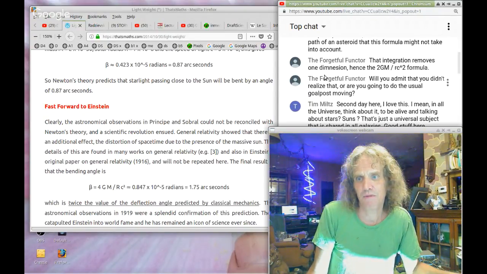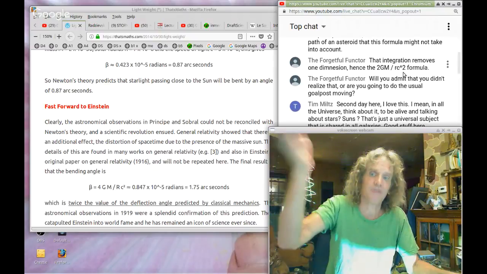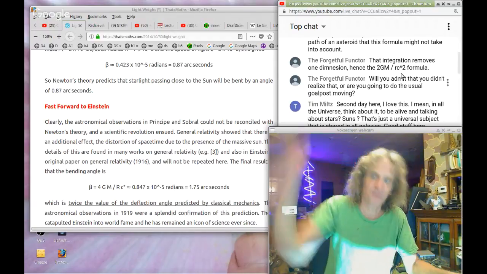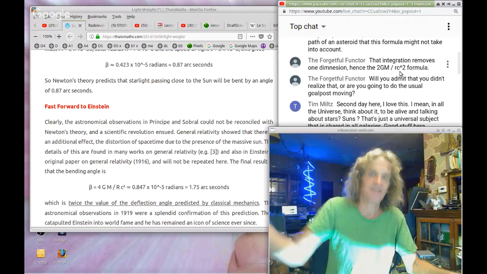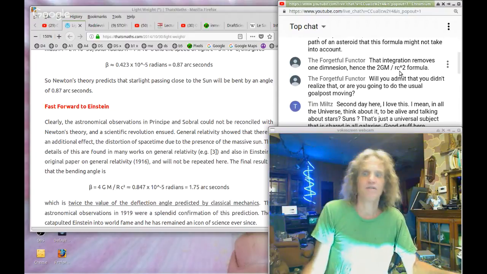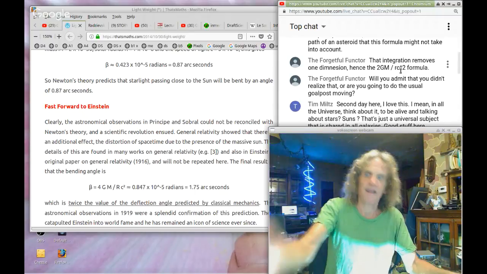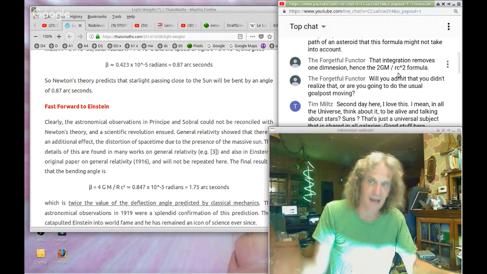That integration removes one dimension, hence the 2GM over RC squared, yes. C squared is only in there because that's the velocity of light. So understand, it's the velocity squared. So the formula is the velocity squared. It's not C squared. So you can have any object moving at any velocity and use this formula. It can be going 2 miles an hour or 4 million meters per second. It's going to give you the right answer. This equation is the same equation for any object moving at any speed.